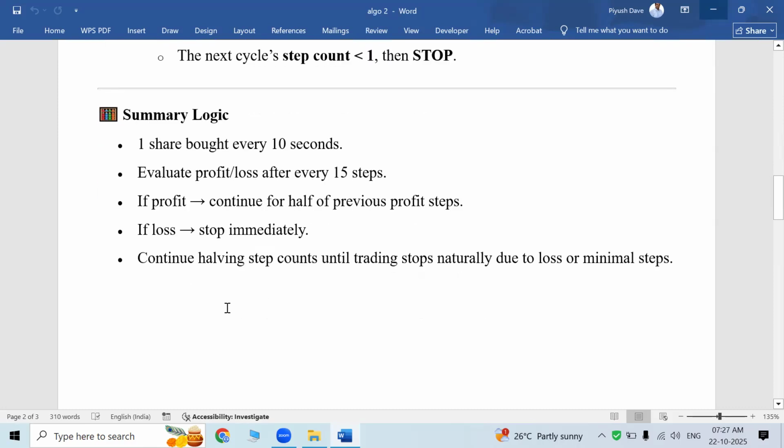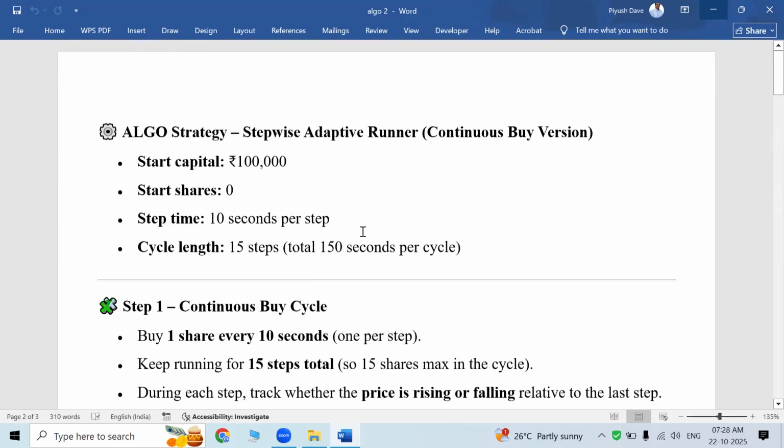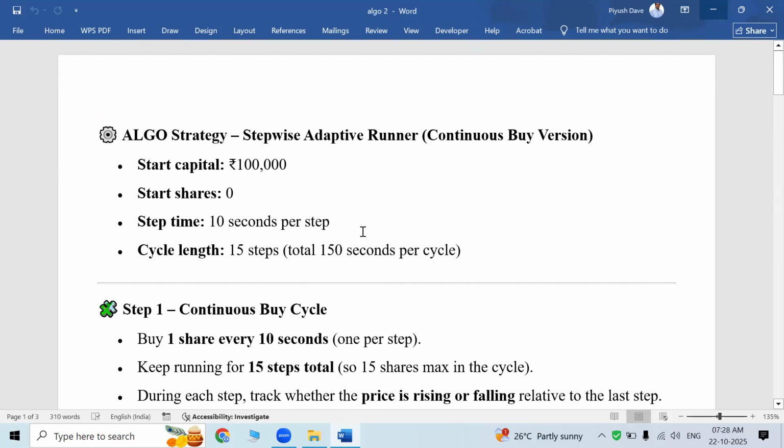Okay, so this will basically stop naturally due to loss, so we will have the minimum loss at this step. Now this can be worse if the market is falling sharply. If the market is falling very sharply, then there will be a problem, but it happens very rarely in the market, like in 150 seconds, a huge crash. It happens very rarely, so that's why this can work in a very beautiful way.